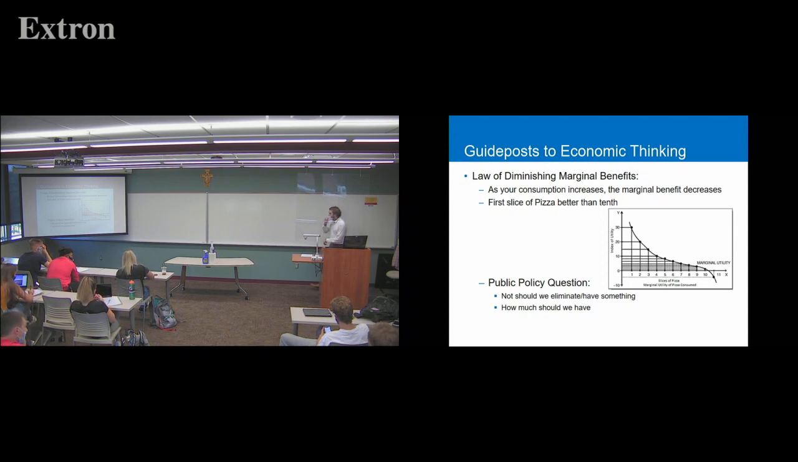This is a very, very simple graph showing that. Here's the utility, and here's the number of slices of pizza. So the first one's really high, the second one's good, not quite as good. Go on, until eventually that 11th slice of pizza, you're so full, it just hurts. You're not even getting any benefit from it. You're just getting the cost.